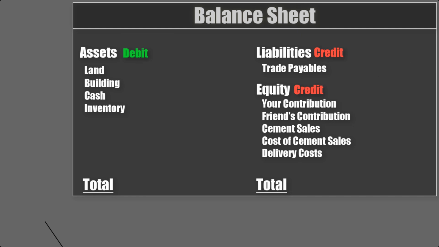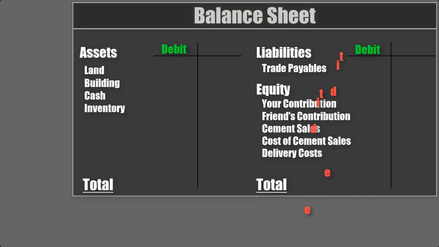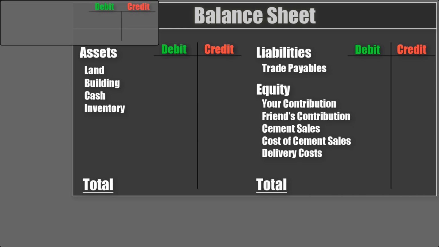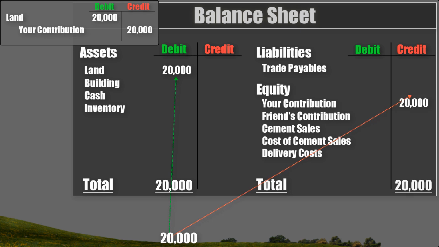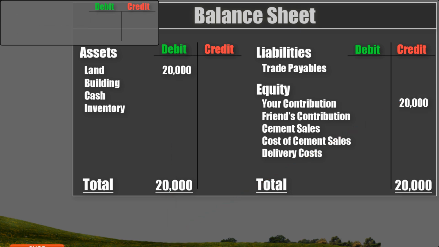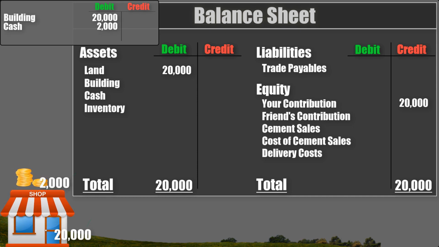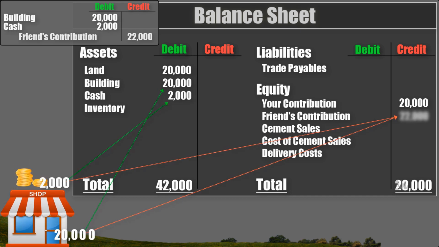In this lesson, we'll catch up from the last part of the previous one, and we will learn about journal entries. We will just repeat the previous transactions. However, this time we will record the entries. And here we start. For your land contribution, we debit land under assets and credit your contribution under equity. We do the same for your friend's contribution. We debit the building and cash under assets and credit his contribution under equity.